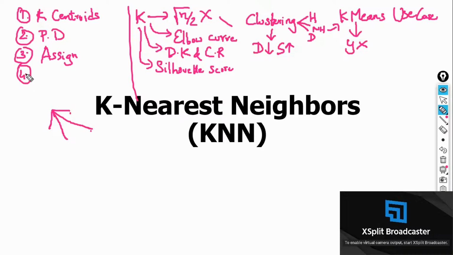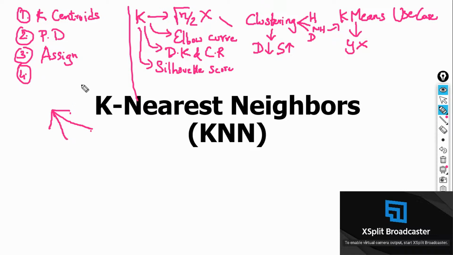Then the fourth step is to continue the process, like post assigning. Since we got clusters formed, we have to recalculate the centroids. So we'll just continue the same process. We'll continue with step 2 and step 3, until the centroids don't change. This is nothing but convergence, right?